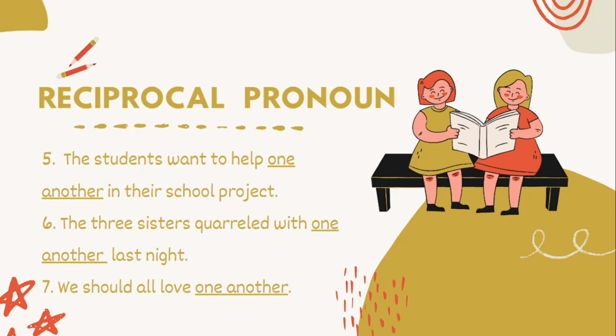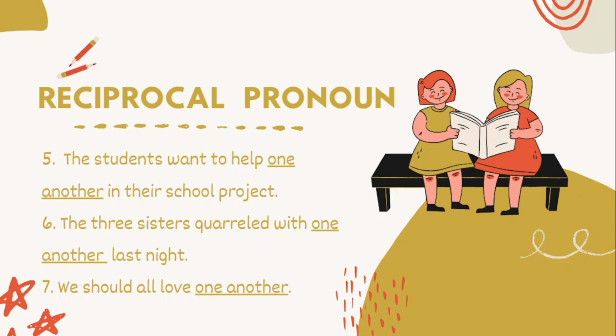Next, sixth one. The three sisters quarreled with one another last night. In this sentence, the three sisters is the subject, and quarreled is main verb 2. The sentence is in past simple active voice. Here the word one another is written in the place of the object. Then what is the meaning of this sentence? The first sister quarreled with the second and third last night, and the second sister quarreled with the first one and third one last night. Such a kind of mutual relationship is shown with the word one another. That's why one another is called a reciprocal pronoun.